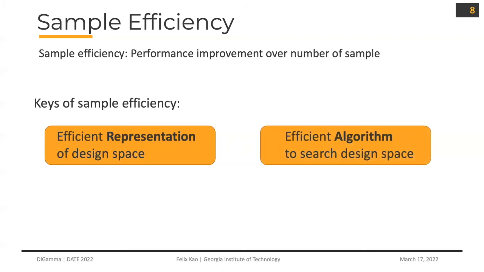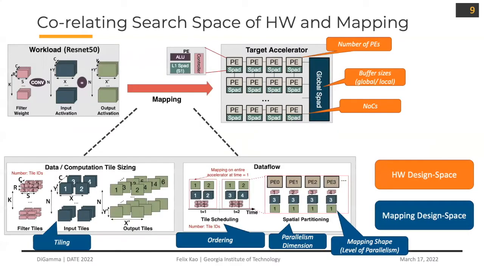So in the following, we will see how a mapping and hardware design space is pruned and described in DiGamma. Then we will discuss the exploration algorithm of it. Now let's take another look at this figure. Here we want to co-optimize the hardware mapping space together.